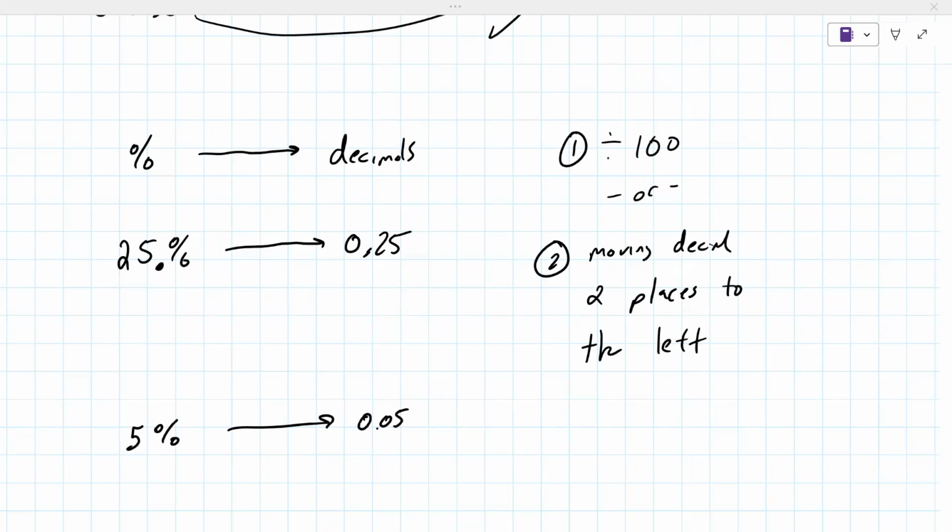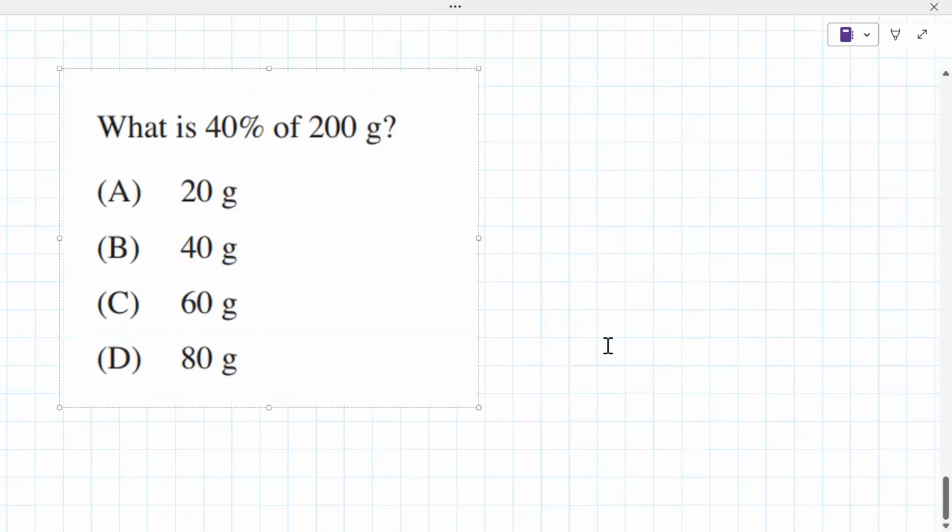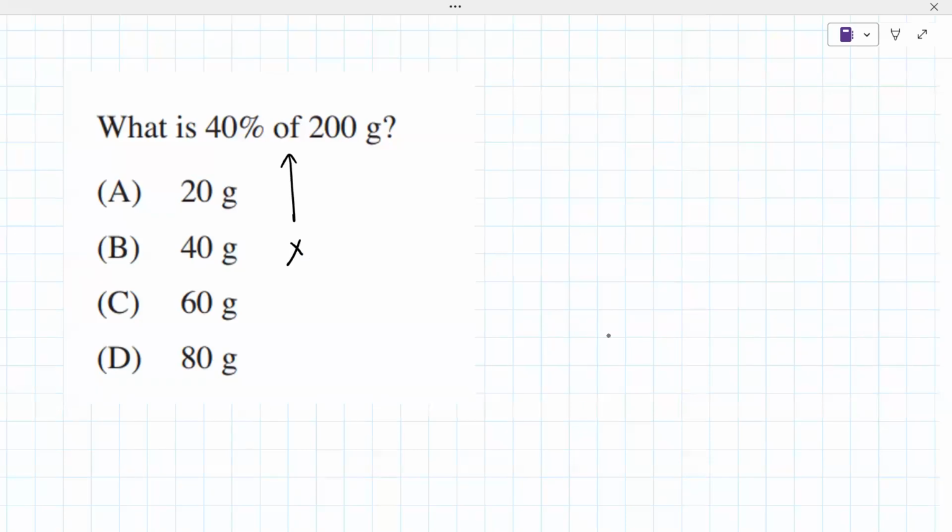Okay. So the next type of problems that we're going to look at are those where you are asked to take a number and multiply it by a percent. So let's take a look at this problem here. It says, what is 40% of 200? So of means multiplication.